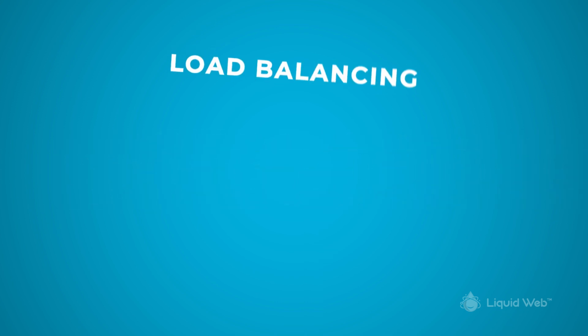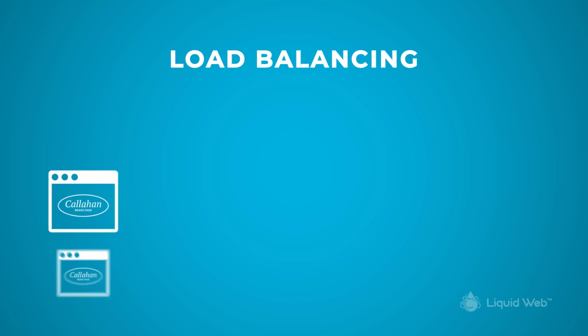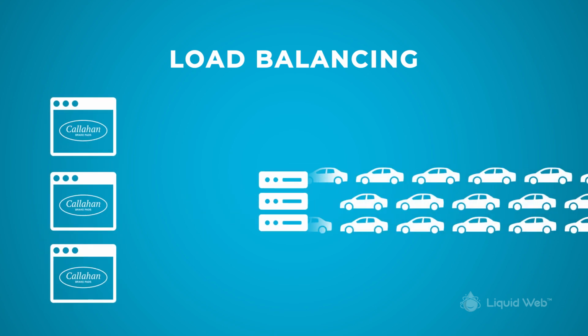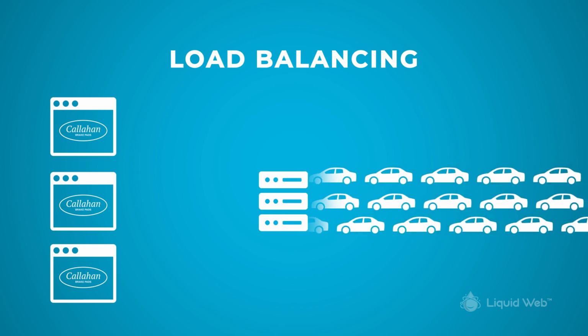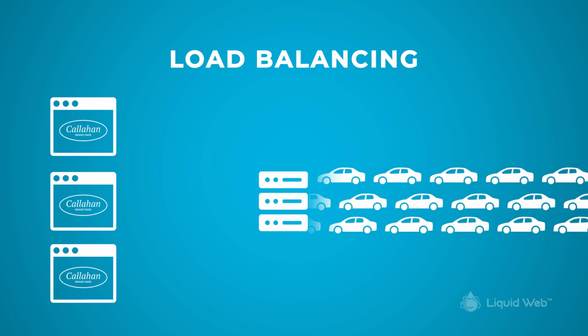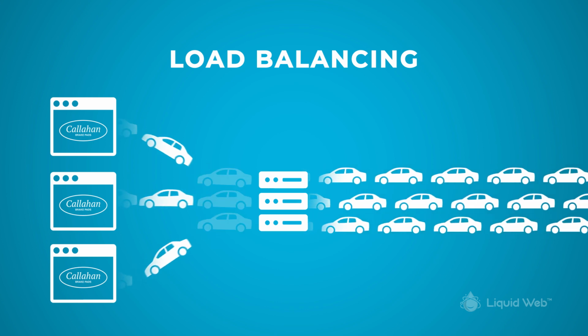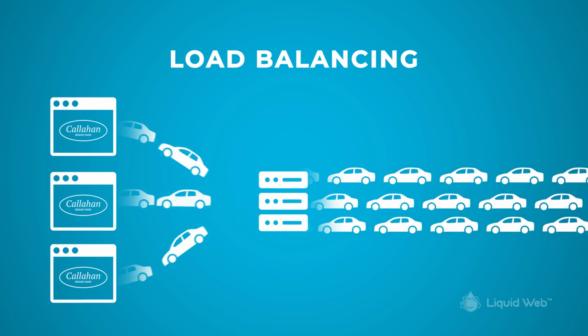The answer? Load balancing. Load balancing efficiently distributes incoming web traffic across a pool of backend servers. When a customer visits your website, their session is intercepted by a load balancer, a sort of traffic cop, in front of your web servers. This load balancer then directs traffic to an individual web server in the server pool behind it.